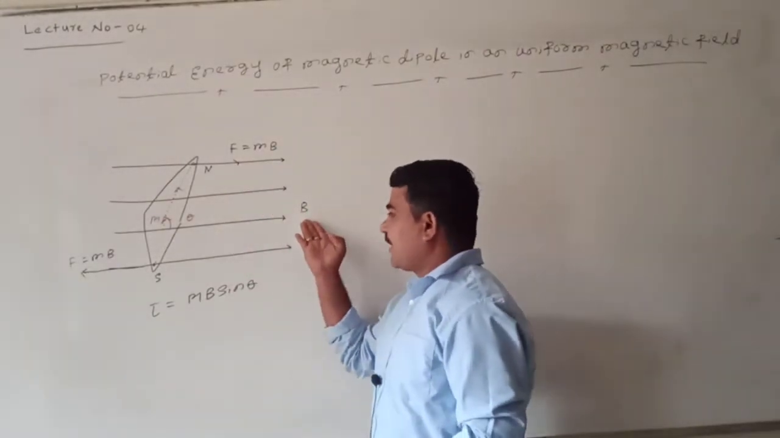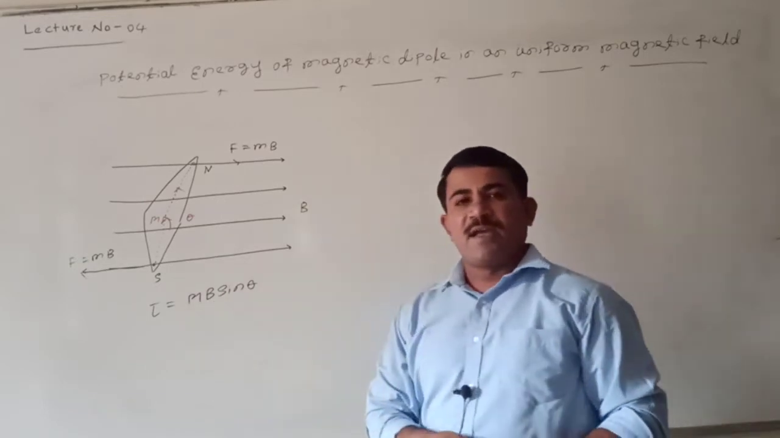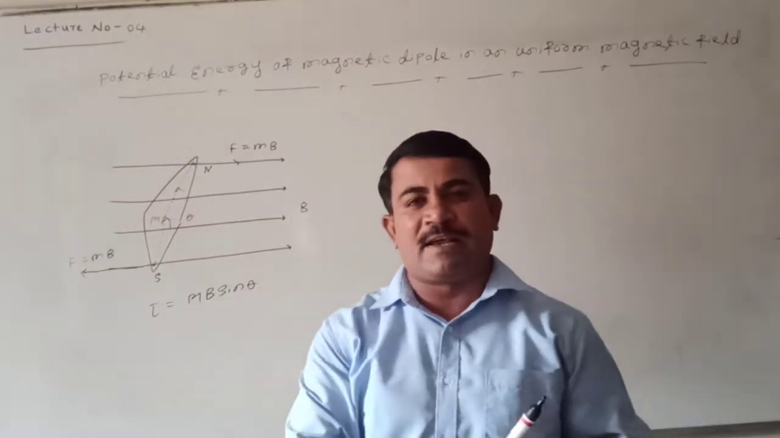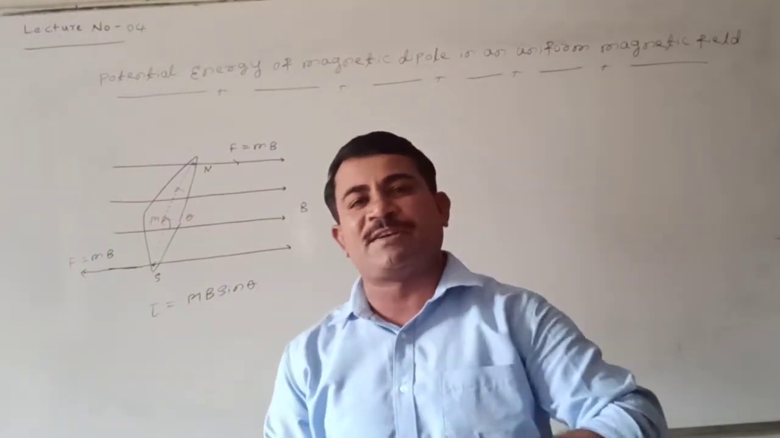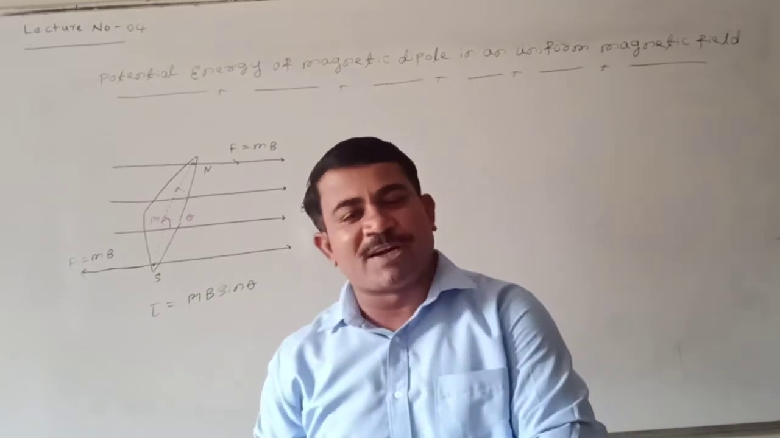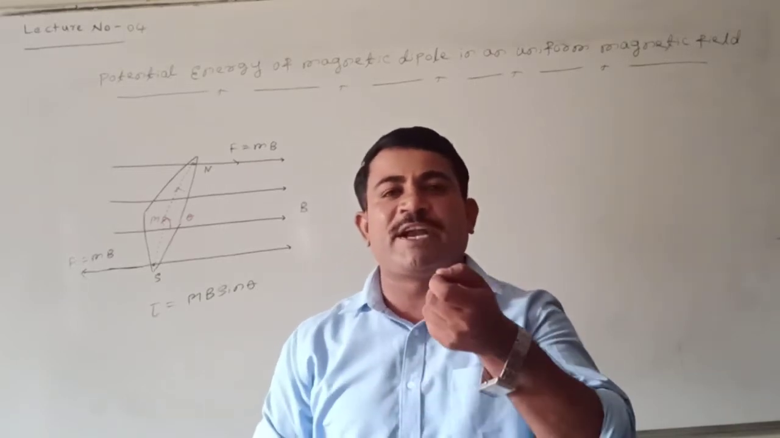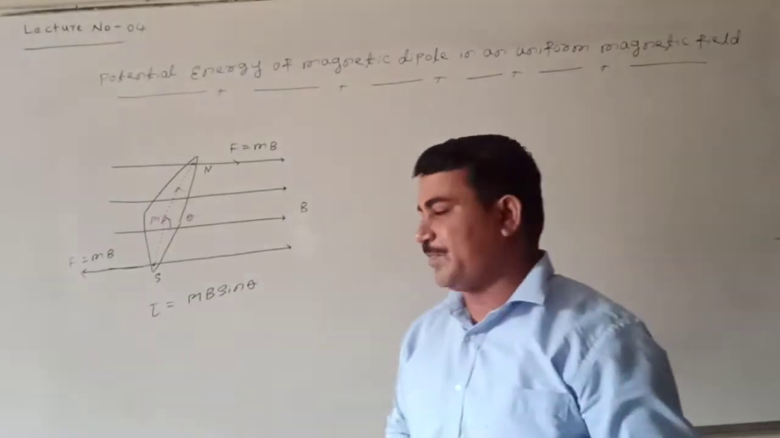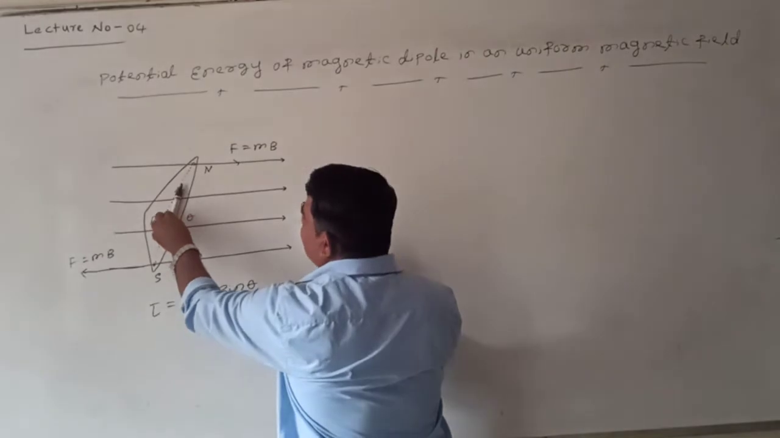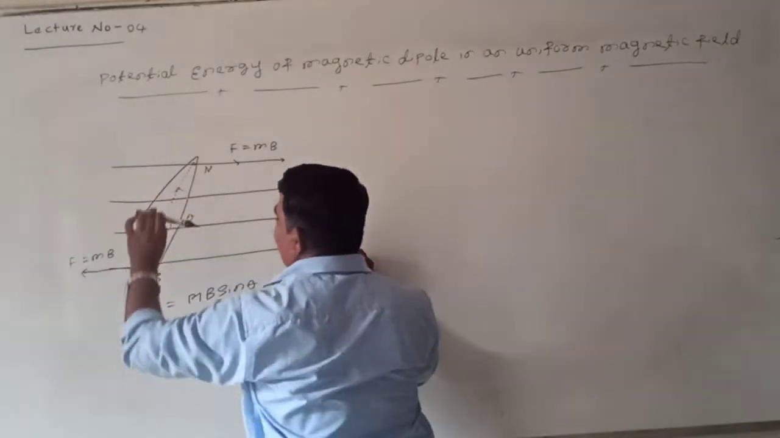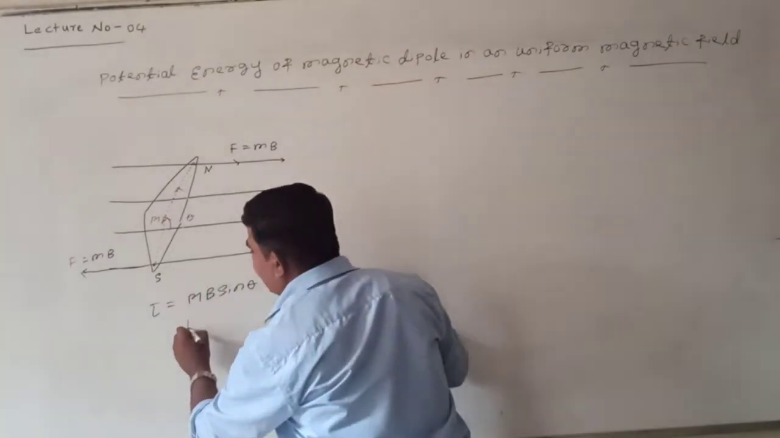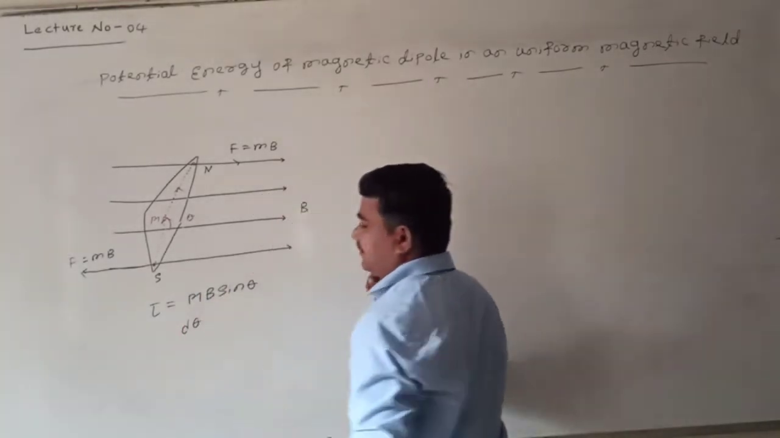Now due to this magnetic field, it experiences torque. Due to this torque, this magnetic dipole or magnetic needle tries to rotate along the direction of the magnetic field. When this dipole tries to rotate along the direction of the magnetic field, it rotates through an angle d theta. So during rotation, it has an angular displacement of d theta.